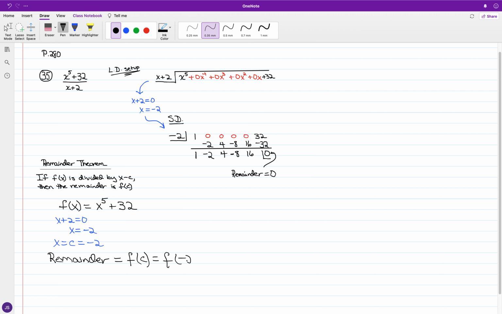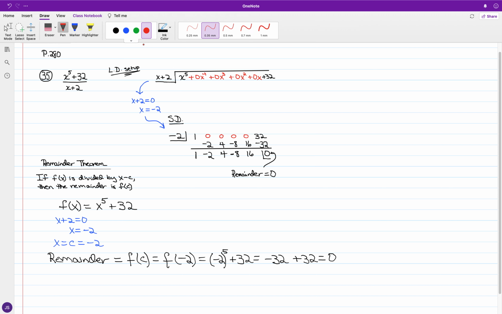So we have f of negative 2, applying negative 2 to the polynomial. Okay, so we're going to have negative 2 raised to the fifth, followed by the addition of 32. Negative 2 to the fifth is negative 32. We have plus 32, and that is equal to 0.